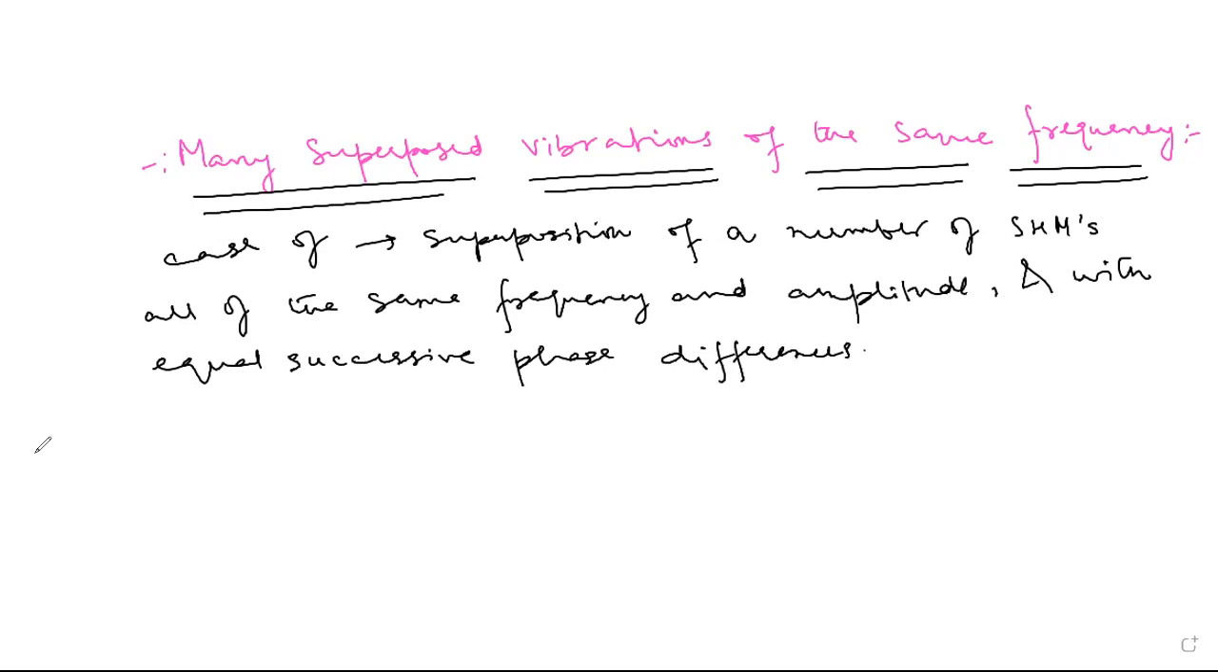I repeat, we have to discuss the superposition of a number of simple harmonic oscillations, all of which have the same frequency and amplitude and with equal successive phase differences. Now, why is this case of great importance? Because it has relevance to the analysis of multiple source interference effects in optics and other wave processes. So let us discuss this particular interesting case of superposition of SHMs.